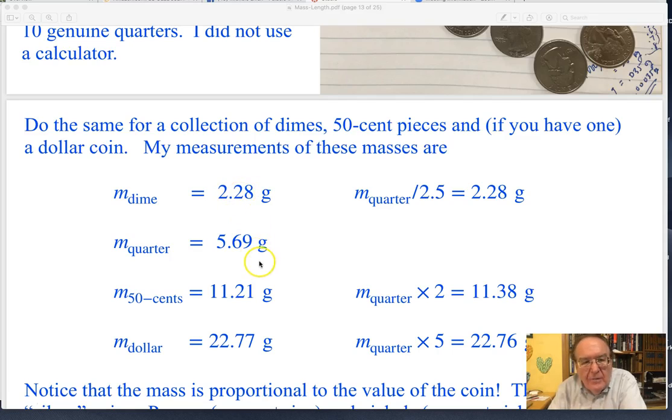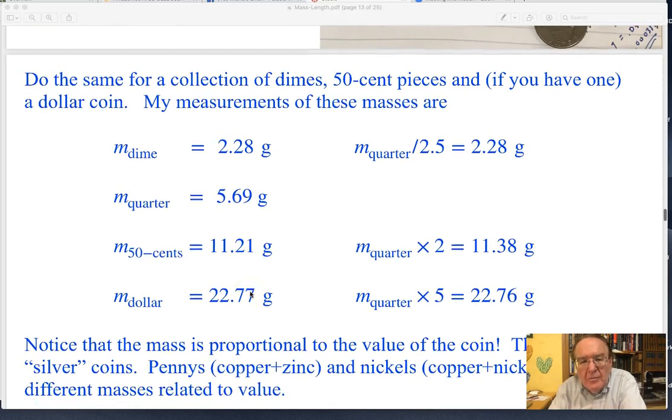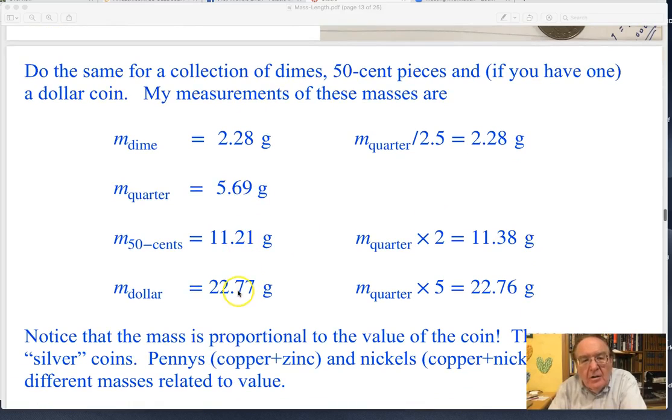Okay. A 50-cent piece is worth twice a quarter. So if you take the mass of a quarter and multiply by 2, you get 11.38 grams, which is close enough to 11.21 grams. And a silver dollar is worth 4 quarters. I have times 5 here, but I really meant times 4. It's a mistake, excuse me, times 4. That is 22.76 grams, which is very, very accidentally close to the measured value.